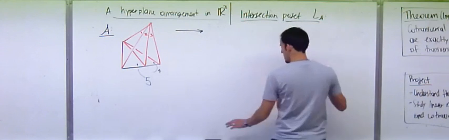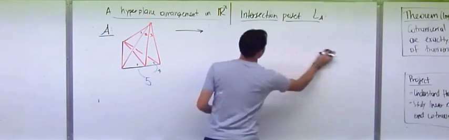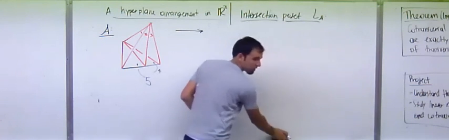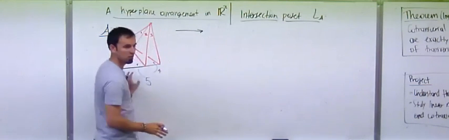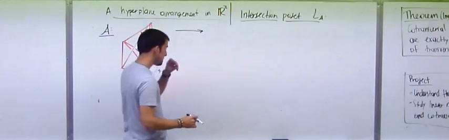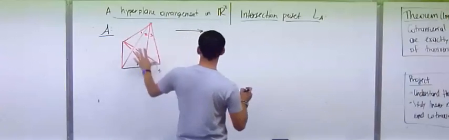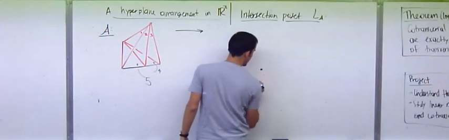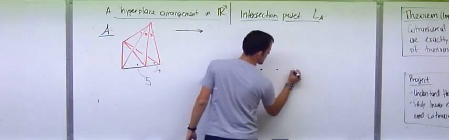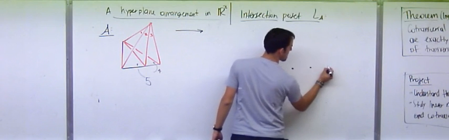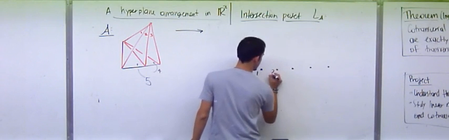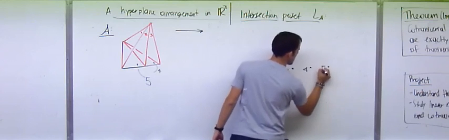So what I'm going to do is record all the possible intersections of all the hyperplanes in a picture. For example, what are the two-dimensional planes that you see here? Well, we have names for them already. There's 1, there's 2, there's 3, there's 4, there's 5.